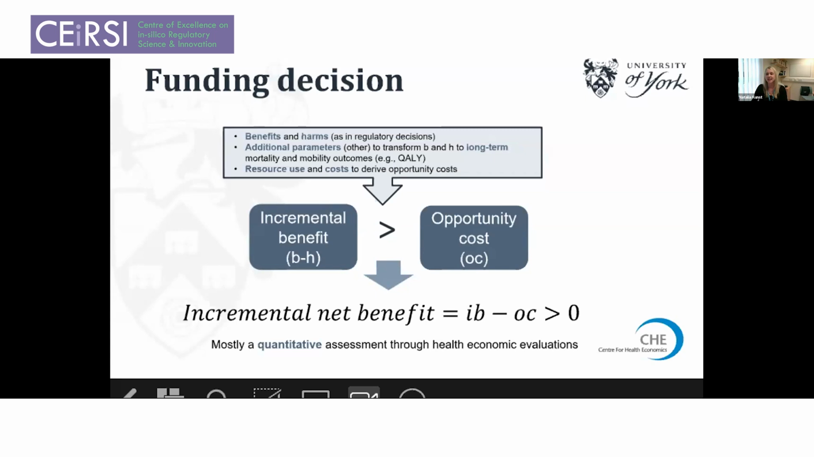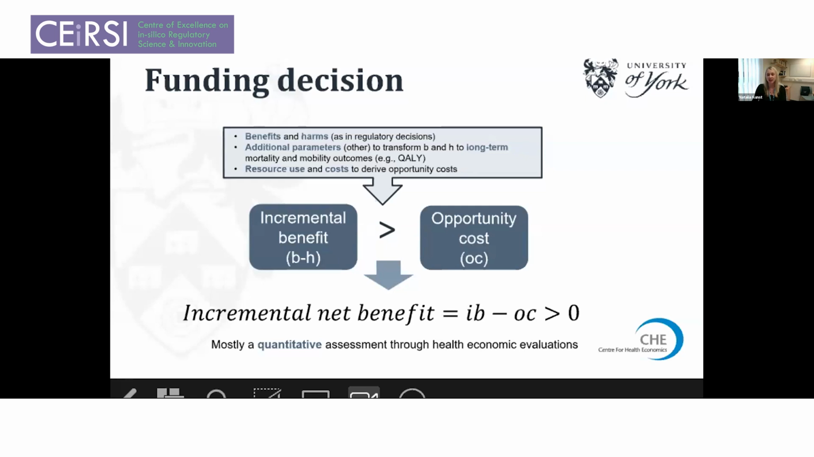And these funding bodies aim to ensure that the decision to approve the new medical intervention is expected to improve rather than reduce health outcomes overall. And to determine this, we need several estimates. In addition to the benefits and harms associated with the new medical interventions that we used in the regulatory decisions, these additional parameters, which we call here other, are needed to transform benefits and harms to long-term mortality and morbidity outcomes.